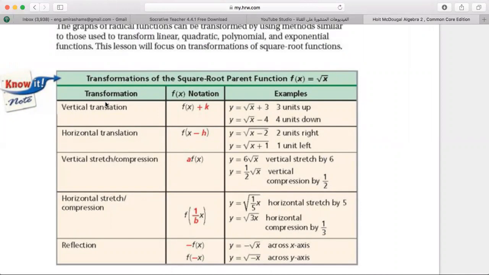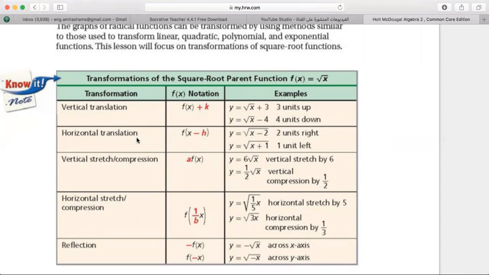The transformations that I have are vertical and horizontal translation, vertical and horizontal stretch and compression, vertical and horizontal reflection. How can I differentiate between each one? For the vertical translation, first, f of x plus k, the function plus k. If k is positive, the translation is up. If k is negative, the translation is down.